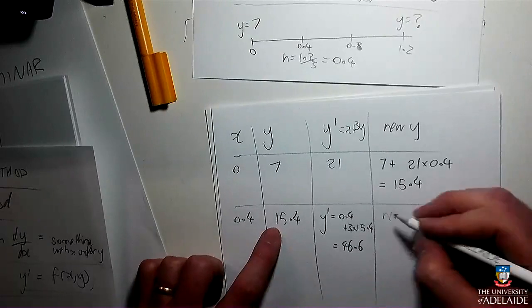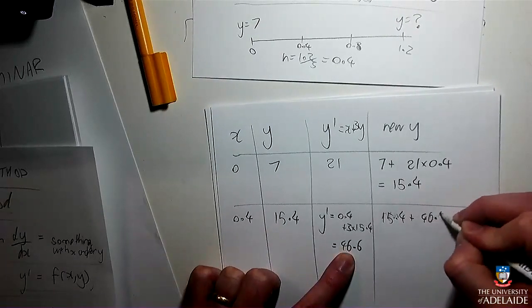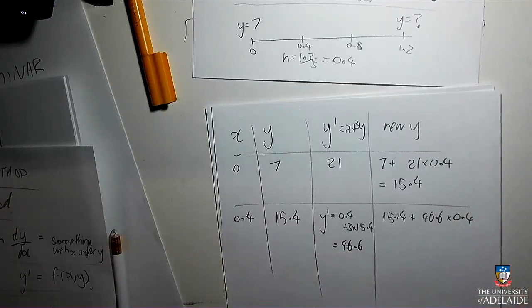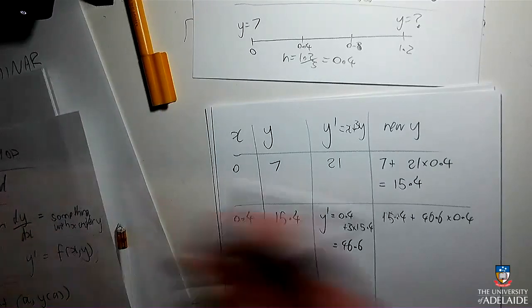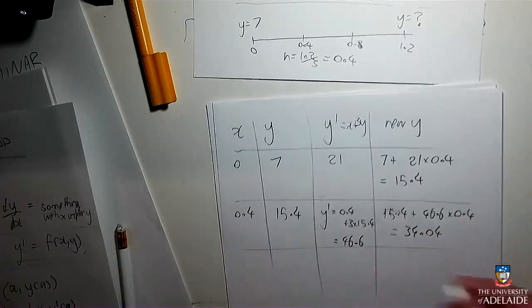And so the new y is the old y plus the y dash times this. And I'm not going to do that one in my head. So what is it? 15.4 plus 46.6 times 0.4. All right, we're nearly there.